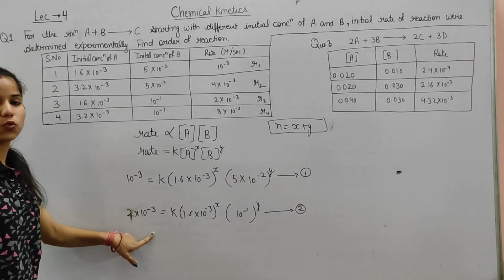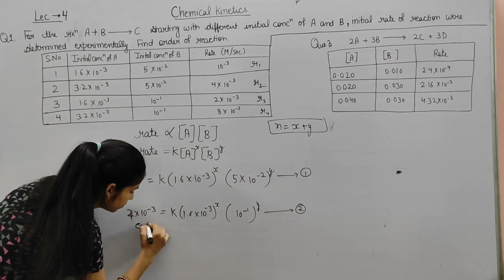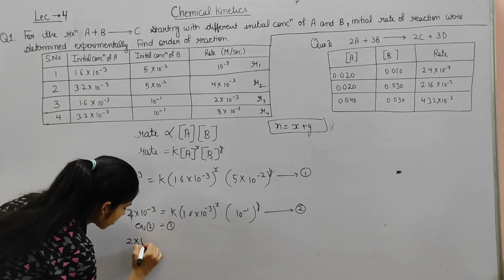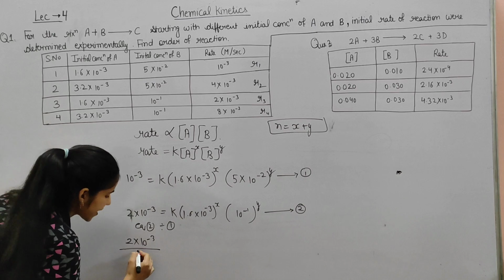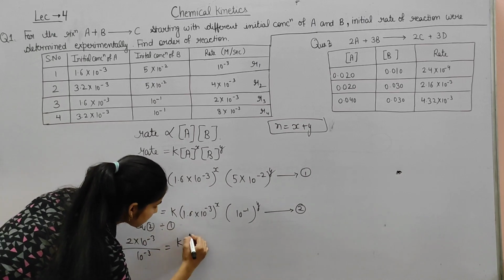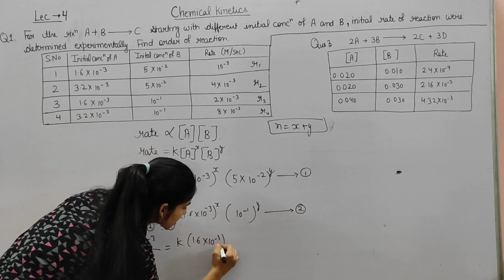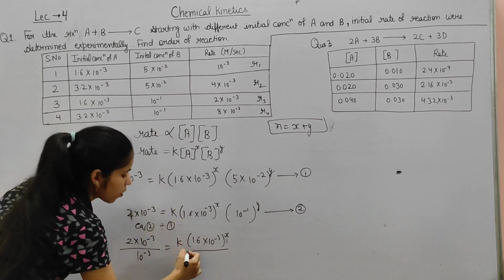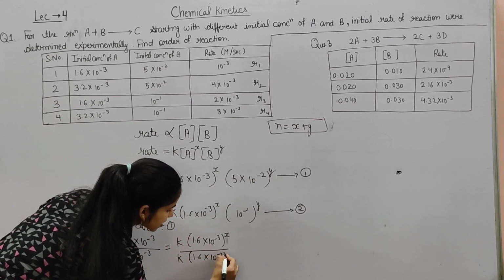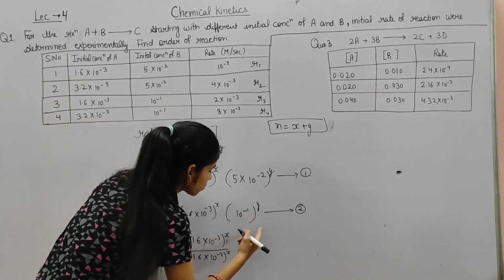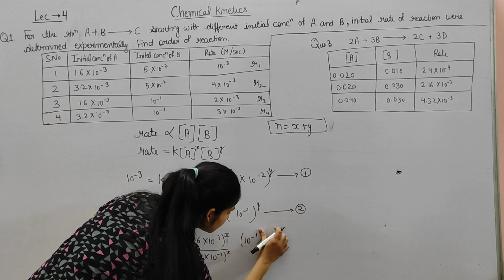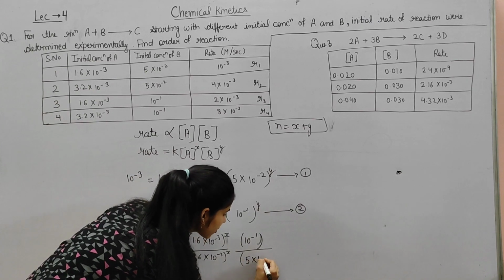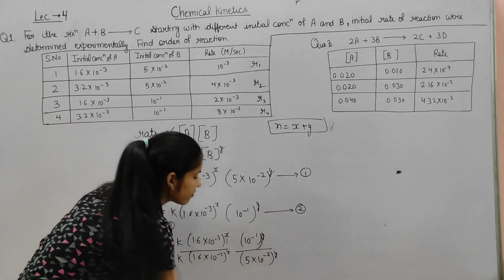Now divide equation 2 by 1. Now solve this equation. 2 × 10^-3 divided by 10^-3 equals k (1.6 × 10^-3)^x, (10^-1)^y divided by k (1.6 × 10^-3)^x, and there (5 × 10^-2) raised to the power y.